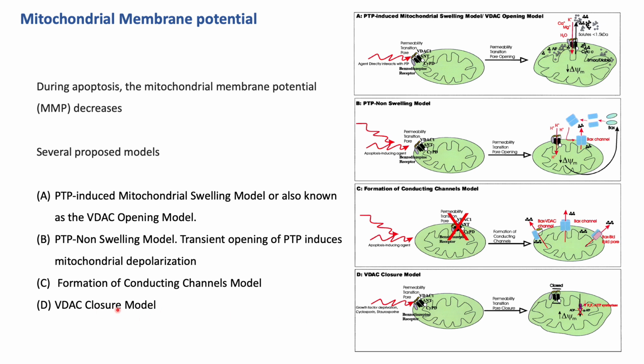So the last model is the VDAC closure model. Closure of VDAC leads to the failure of the mitochondria to maintain ATP/ADP exchange with the cytosol and a decrease in F0F1 ATP synthetase activity. This induces hyperpolarization of the mitochondria, where mitochondrial swelling, rupture of the outer mitochondrial membrane, and release of apoptogenic factors are detected later. So in all of these mechanisms, the mitochondrial membrane potential decreases.